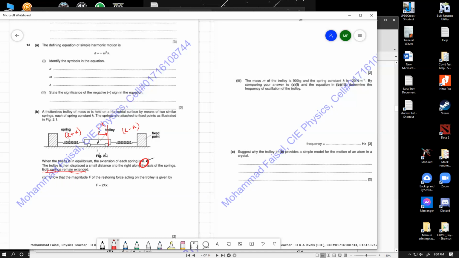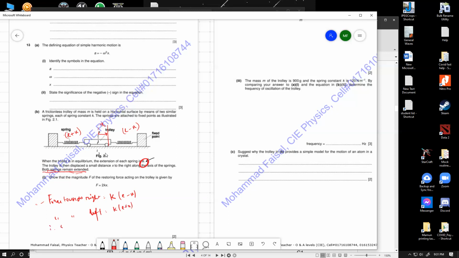In number one, it says that the magnitude F of the restoring force acting on the trolley is given by this value. So this is pretty simple. You can write that force towards right equals K into E minus X. Force toward left equals K into E plus X.